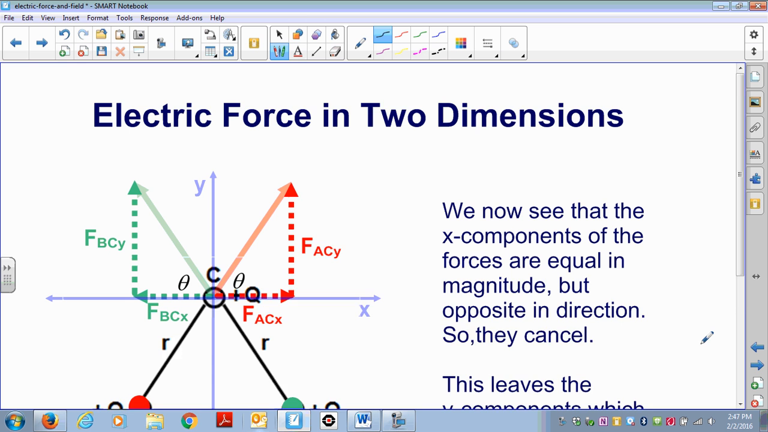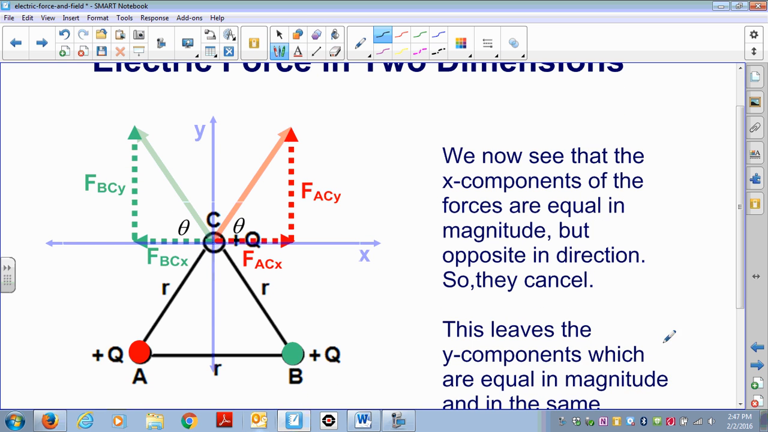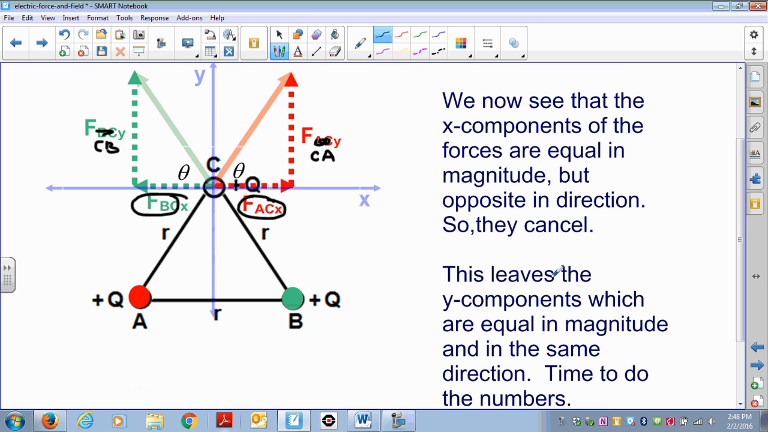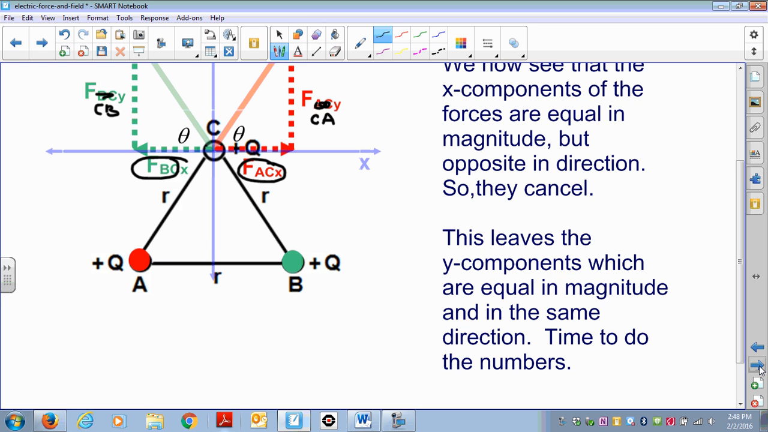Okay, so now we can see that the x components of the force are equal in magnitude but oppositely directed. And that means that when they add up together, these 2 force components are going to give us 0. Again, this is going to be force on C by B, and this is going to be force on C by A, and that's going to be in the y direction. So the x components of both the force on C by B and the force on C by A are equal in magnitude and oppositely directed, so when you add them together you get 0. That leaves us just the force on C by B in the y direction and the force on C by A in the y direction. They're in the same direction, so it's time for us to actually do some calculations.